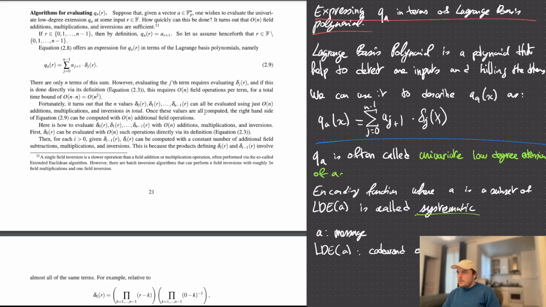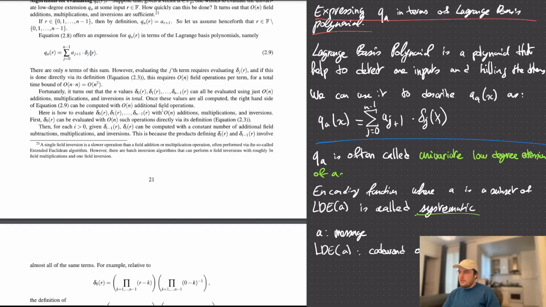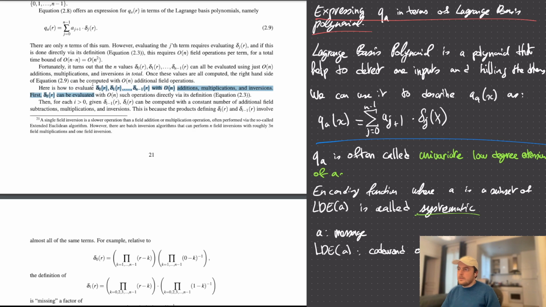I don't exactly understand. Once these values are all computed, the right hand side can be computed. So it's like you're saying you can pre-compute this part, if I understand. Ah, no, they're saying how to do it in O of n time. Okay. Here is how to evaluate it with O of n additions, multiplications, and inversions.